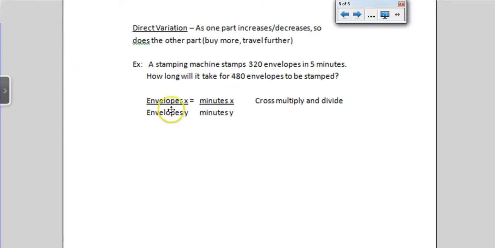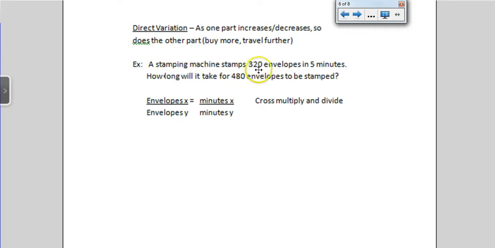Moving on. Okay, direct variation is an idea where two variables either both increase or they both decrease. So they have the same sort of relationship with each other. So the more you buy, the more money you're going to spend. The faster you drive, the further you're going to travel. So let's look at this example.